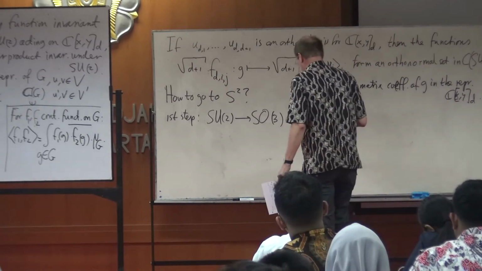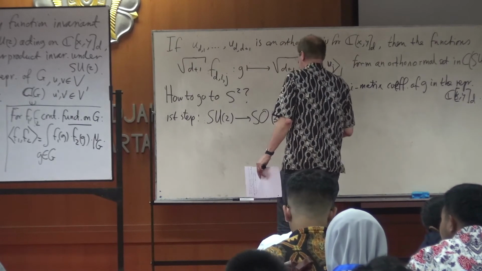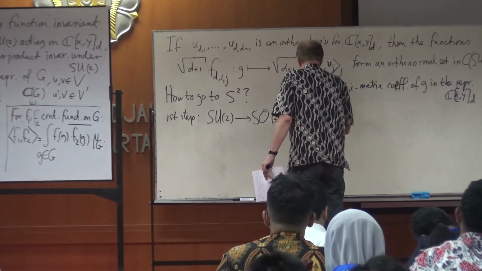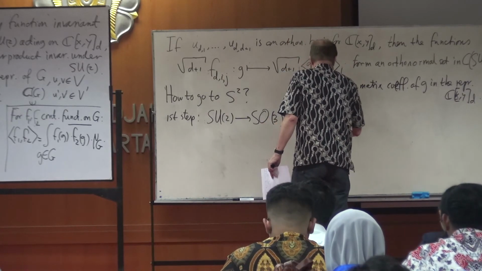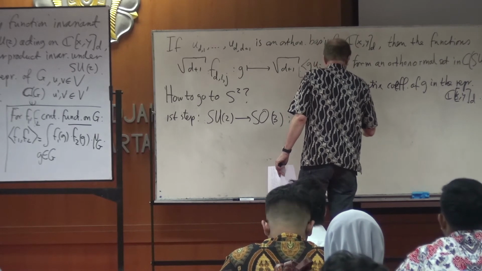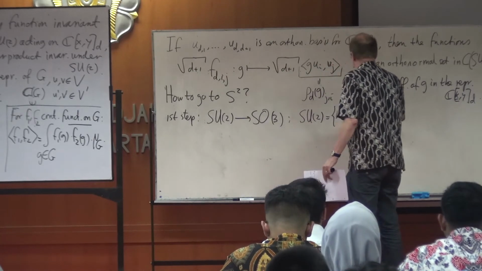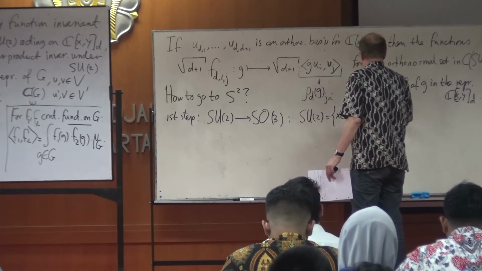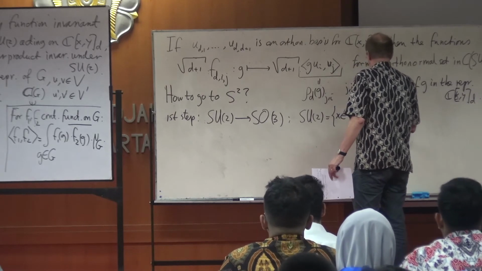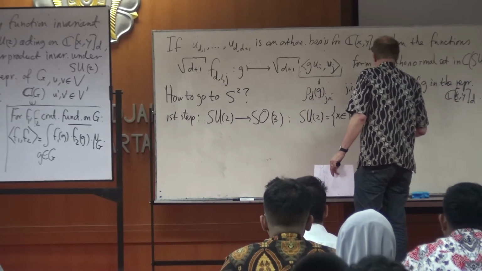SU2 is contained, so I think SU2 is the elements X in the, what was the notation, I think, right? It is the quaternions here, quaternions, not the upper half plane, such that the norm of X is equal to 1.